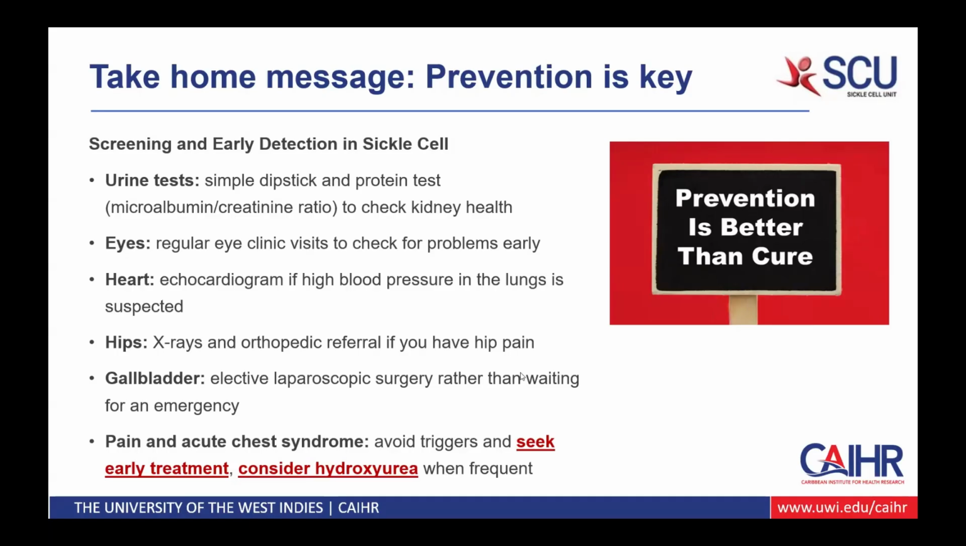And we spoke about the gallbladder, and if it is an issue, we can try and do elective surgery rather than waiting until you have an emergency and when you're sick. And the same thing for pain and acute chest syndrome. So if you're having lots of pain or lots of acute chest syndrome, which is basically more than 2 per year, and if they're affecting your quality of life, then you want to consider getting hydroxyurea. Starting hydroxyurea can reduce the frequency of both.